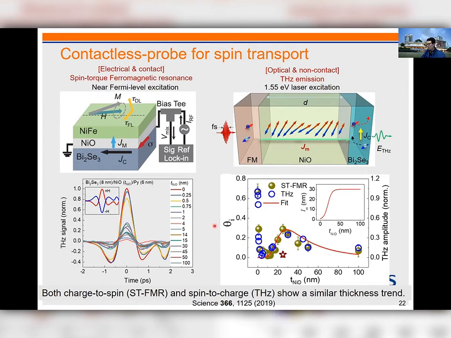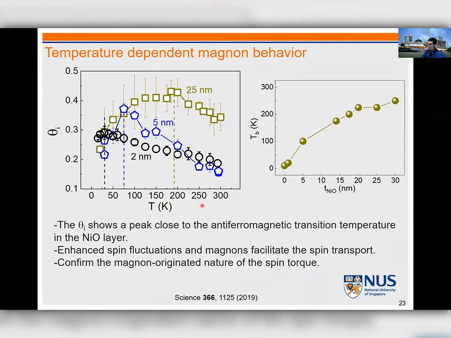And the other way to make sure this is magnon related is measuring temperature dependence. The magnon behavior will be maximized near the blocking temperature, because spin can fluctuate around the blocking temperature easily.